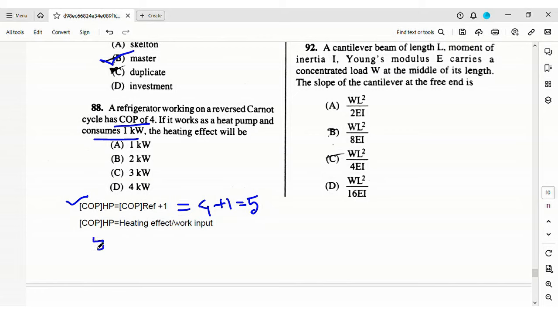Now, COP of heat pump equals 5, which equals heating effect by work input. Work input consumed is 1 kilowatt. So heating effect equals 5. Answer will be 5. All the answers are wrong here.